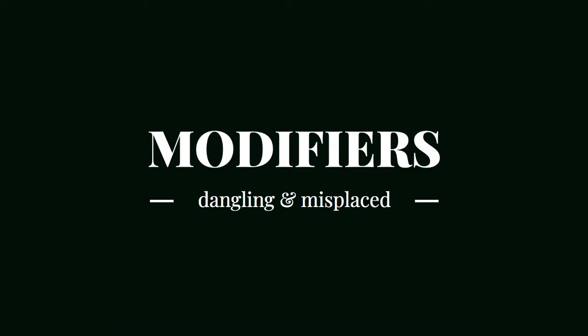Okay, today we are going to talk about modifiers, and most specifically, we're going to be talking about dangling and misplaced modifiers, both of which are common grammar mistakes that the ACT will test you on. They are going to test you on both dangling and misplaced, so make sure you pay attention here.